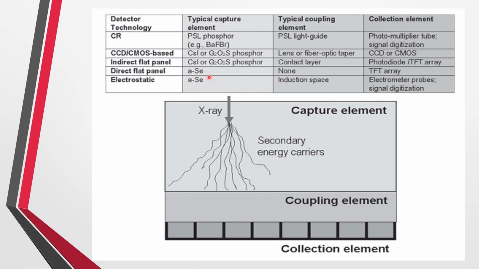Some say that this could be a contact layer too, but there's the amorphous silicon, and then there's a TFT array in the direct. There is no conversion to light, so we don't need this. And you can see the picture down here, the secondary energy carriers, whatever that happens to be, if it's the electrons or if it's light.